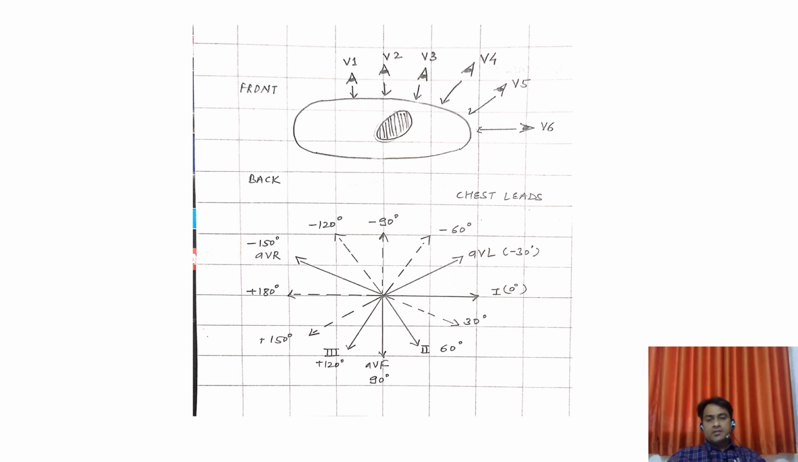So lead 1 is oriented towards 0 degrees of angle, lead 2 60 degrees of angle, lead 3 120 degrees of angle. AVL is oriented towards minus 30 degrees of angle. AVF is plus 90 degrees of angle. AVR is minus 150 degrees of angle.